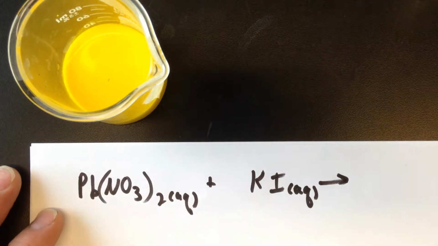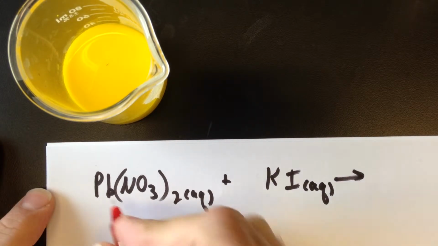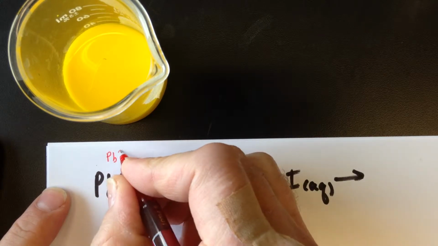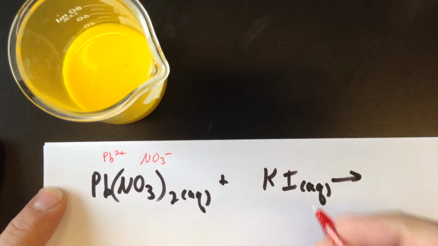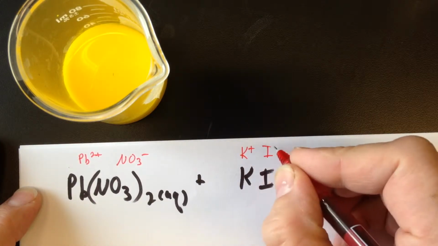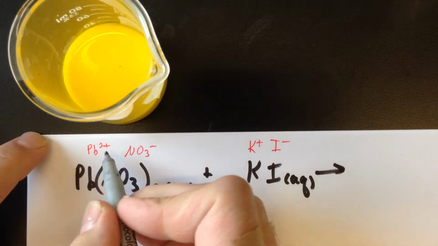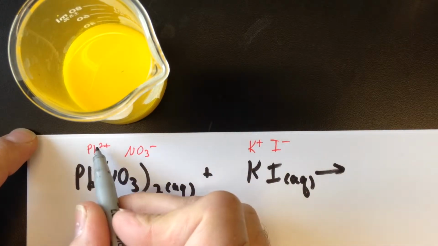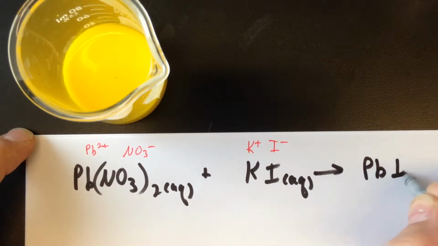So it's a precipitate. Now the possible combinations here, if I look at the ions I'm dealing with, it's lead 2, so from your pink sheet, Pb2 plus, NO3 minus are my two ions there. K plus is potassium, I minus is the iodide ion. So of course we can see the two combinations here for this double replacement reaction. So Pb and the I will come together to form lead iodide.